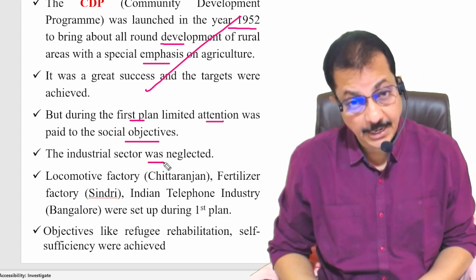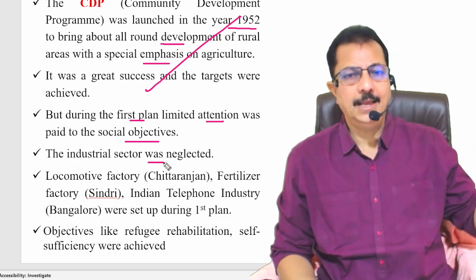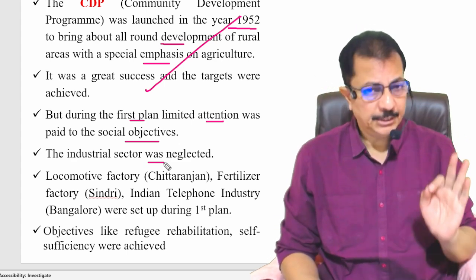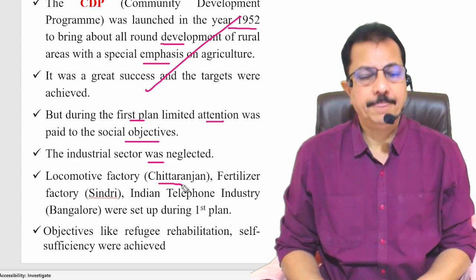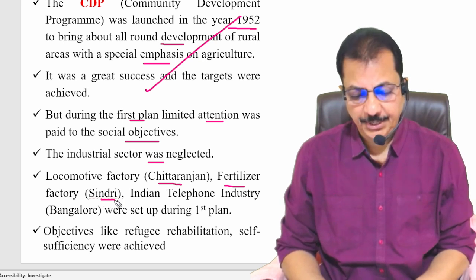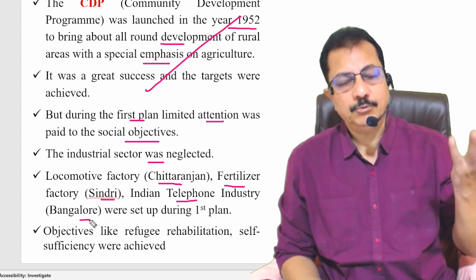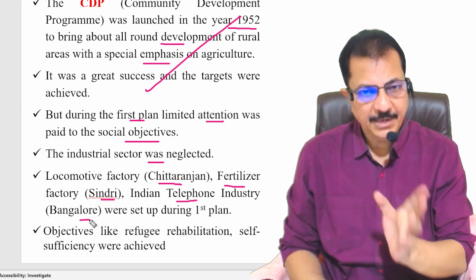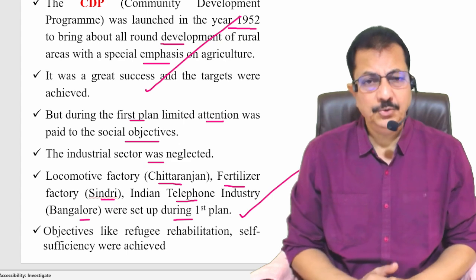The industrial sector was neglected at the time, just 4% outlay, because our idea was different. India has to become self-sufficient with respect to agriculture, with respect to food grain production. So when it comes to the locomotive factory set up in Chittaranjan, the fertilizers factory set up in Sindri, the Indian Telephone Industries was set up in Bangalore. At the time it was called Bangalore, right? Now it is called Bengaluru, right? Even the spelling you should change. So all were set up during the first 5-year plan.